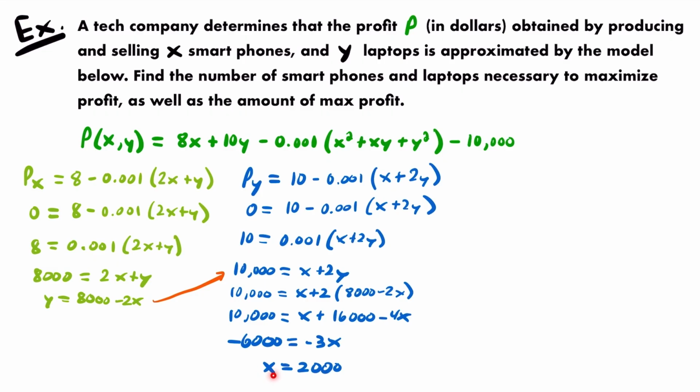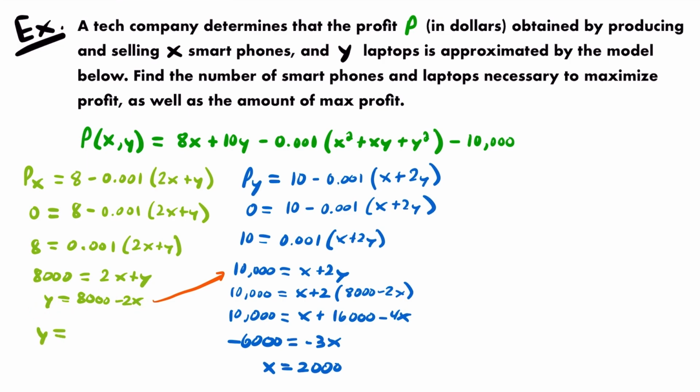And so now what we have determined here is that this tech company, in order to maximize their profit, would need to produce and sell 2,000 smartphones. Okay, but that just takes care of x, the smartphones. We still need to figure out y, the laptops, which we can now do by plugging in 2,000 for x in this equation for what y is equal to.